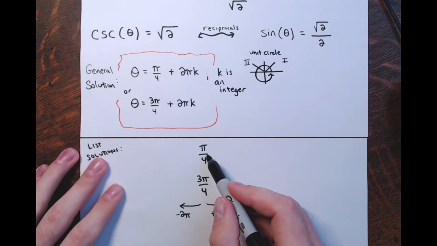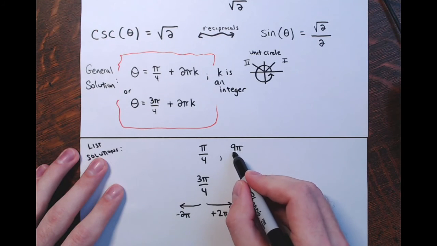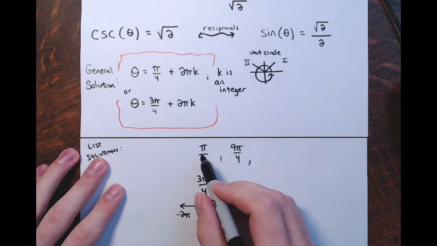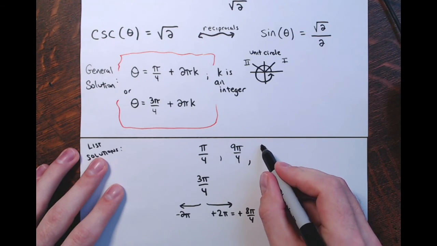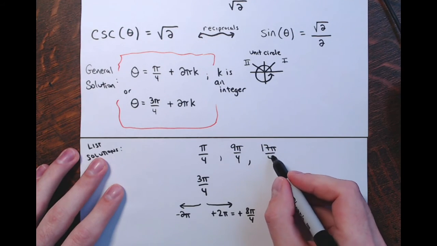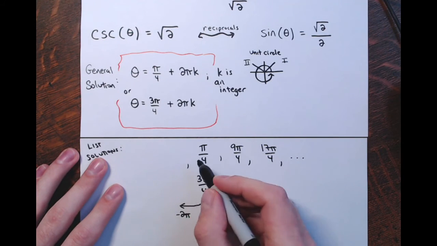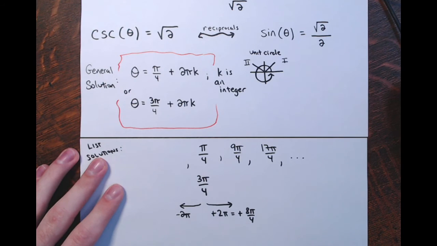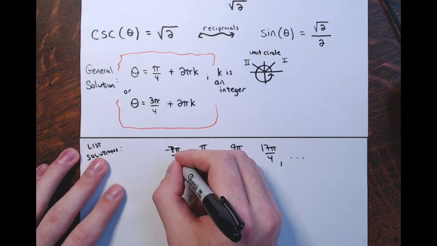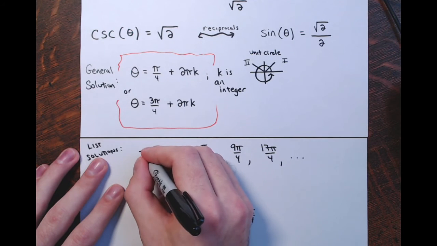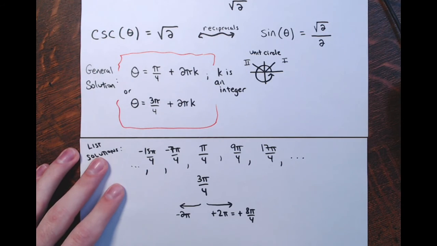So pi over 4 is a solution. Add 2 pi, 9 pi over 4, right? Is another solution. That's adding 8 pi over 4, 2 pi, right? Then do it again, 17 pi over 4 would be another solution. I could do that forever. Going this way, I'm subtracting 2 pi or subtracting 8 pi over 4. So negative 7 pi over 4 would be another solution. Negative 15 pi over 4 would be another solution, and so on.